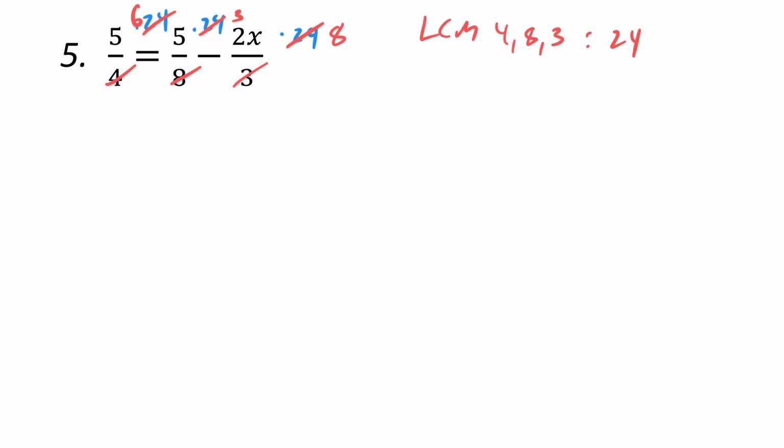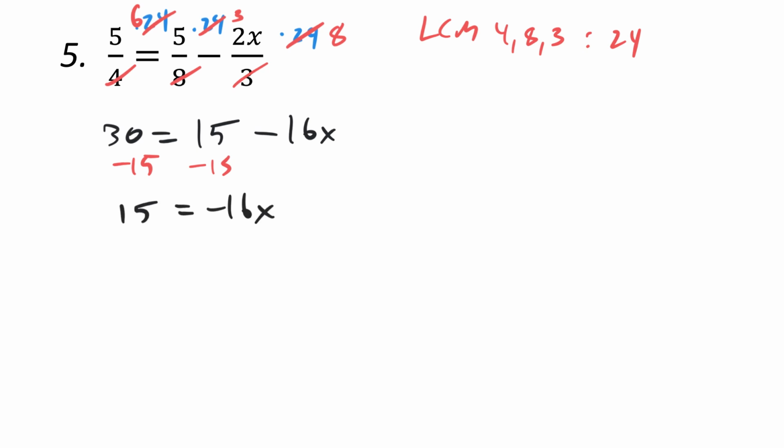So this gives me 5 times 6, which is 30. 5 times 3 is 15. 2 times 8 is 16x. All right, subtract 15 from both sides. 15 equals negative 16x. Divide by negative 16. So x equals negative 15 over 16.